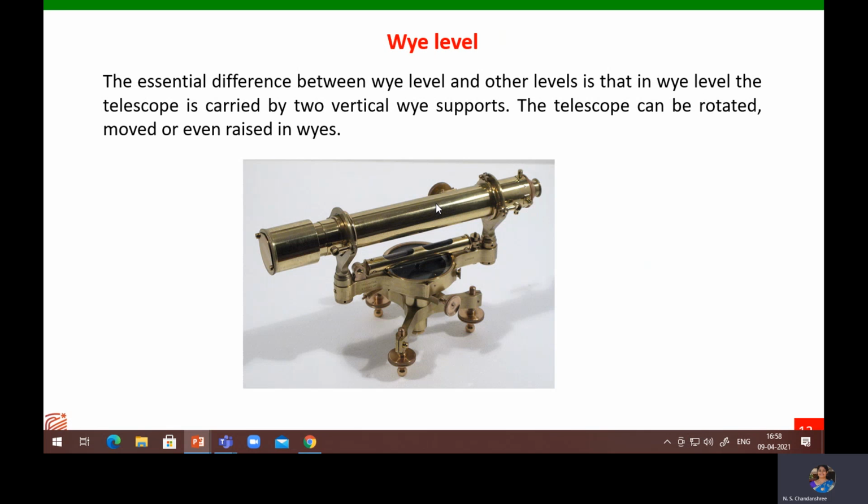Next is the wye level. The essential difference between the wye level and other levels is that the telescope is carried by two vertical supports. These are called wye supports, and this telescope can be rotated or moved or even raised in the wyes.